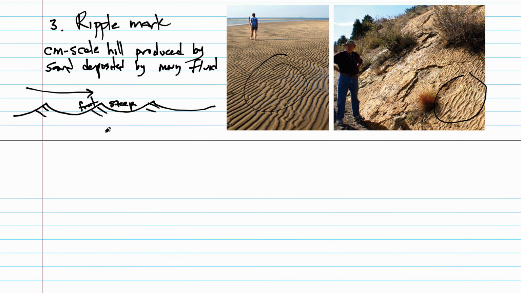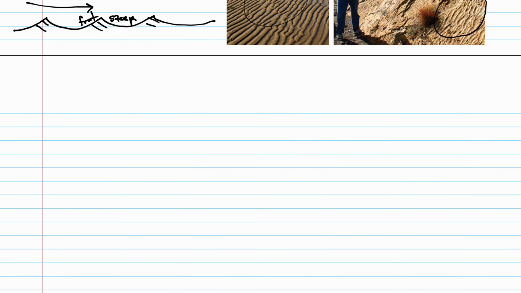Now, if there's a ripple mark and you make it at a grander scale, by almost the exact same process, we have a different name for it, and this is called a dune. And you've all seen dunes before, so I probably don't need to show you a modern picture of the Sahara, but these are meter scale hills, also produced by sands deposited from a moving fluid. The same process as a ripple mark. It just is water or wind that's moving faster. Okay, so meter scale hills by water or wind.